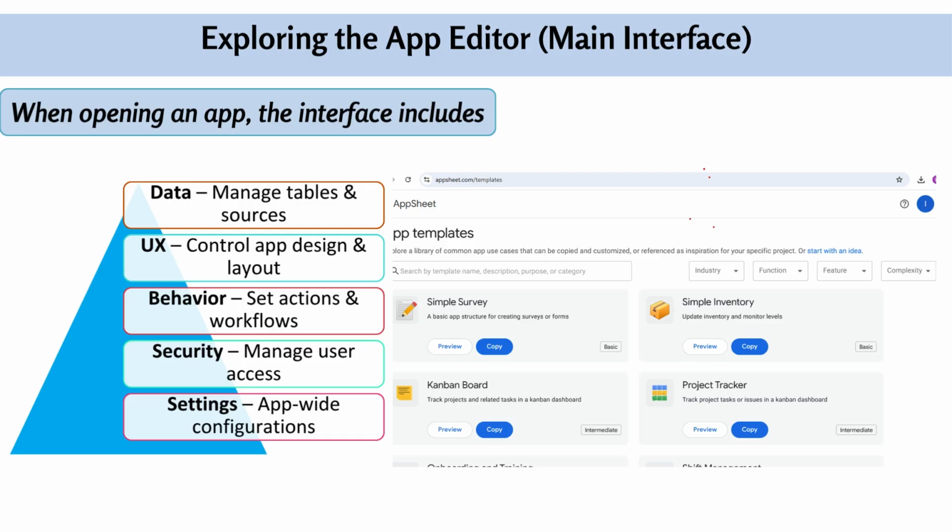Info, general app information. Data, tables, columns, and filtered slices. UX, design views and user interface elements. Behavior, define app logic with actions and workflows. Automation, create bots to automate events. Security. Manage user roles, permissions, and access filters. Intelligence, use machine learning and predictive features. Manage app versioning, performance tuning, and publishing.